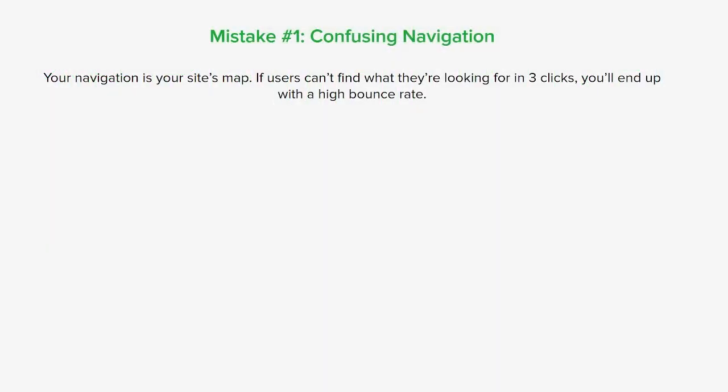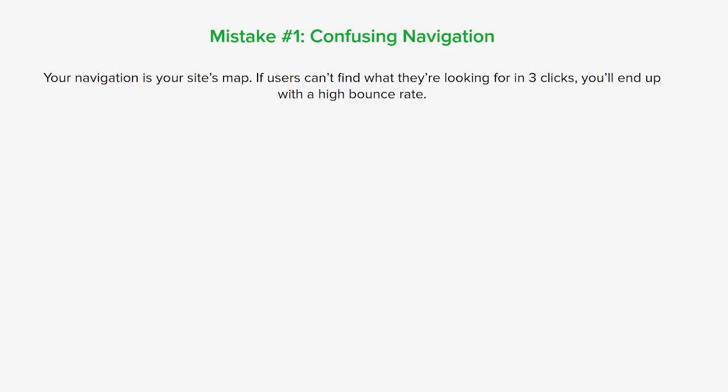So mistake number one is a confusing navigation. Your navigation is your site's map. If users can't find what they're looking for within 3 clicks, you'll end up with a high bounce rate. And a bounce rate is really just the rate at which people are coming onto your website and then immediately clicking off. And I see this a lot.